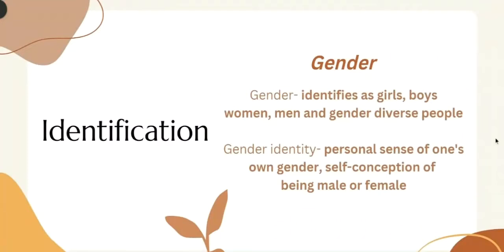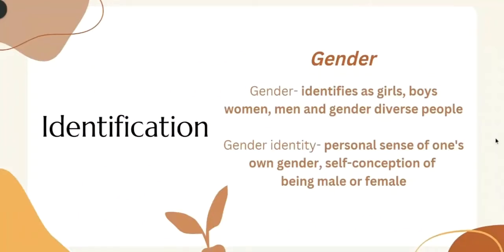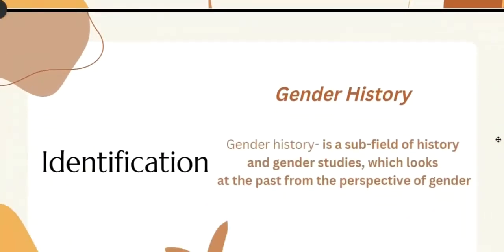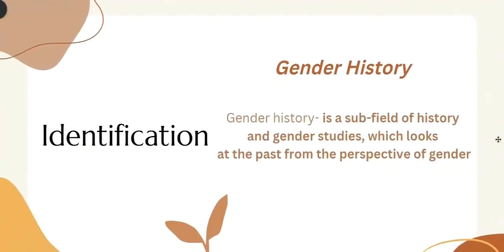So the next slide would be gender. What is the meaning of gender? Gender identifies as girls, boys, women, men, and gender diverse people. Gender identity is a personal sense of one's own gender, the self-conception of being male or female. So these are the definitions of gender and gender identity. We will now proceed to the next slide.